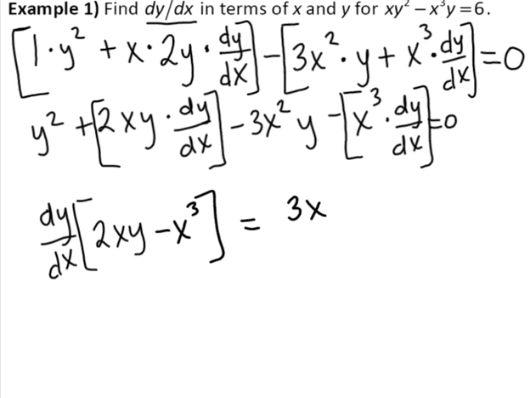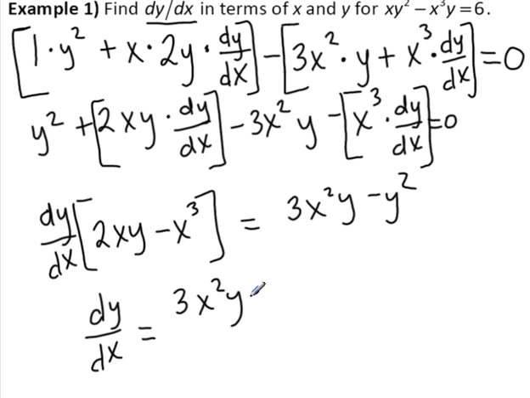Then we're going to add and subtract our other terms. That gives us a positive 3x squared y minus y squared. Then the last thing you have to do is just get dy dx by itself. So dy dx is just being multiplied by this factor, so all we have to do is divide, and it's very simple. So we have 3x squared y minus y squared divided by 2xy minus x cubed. Now we have finally solved for dy dx, so therefore this is our answer.